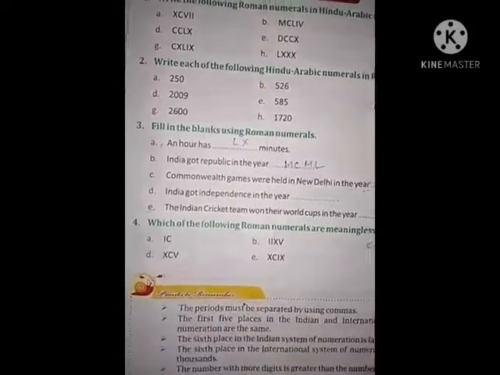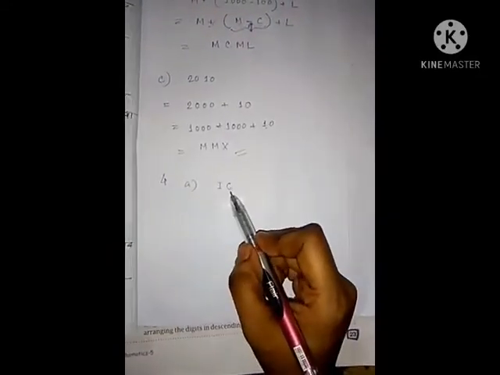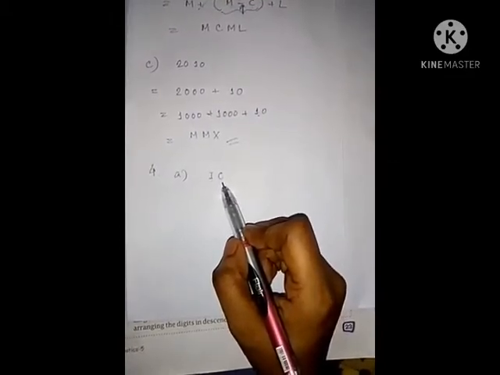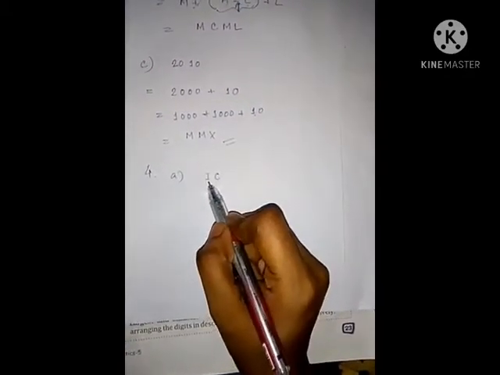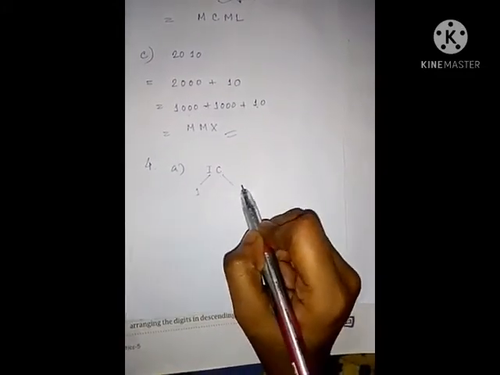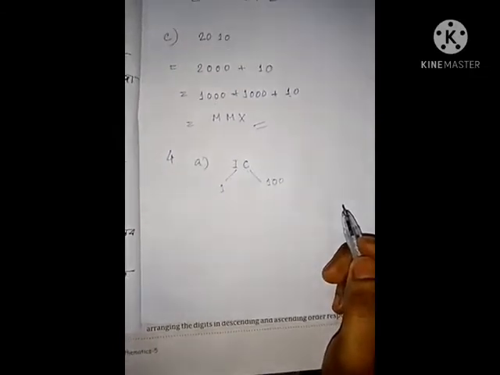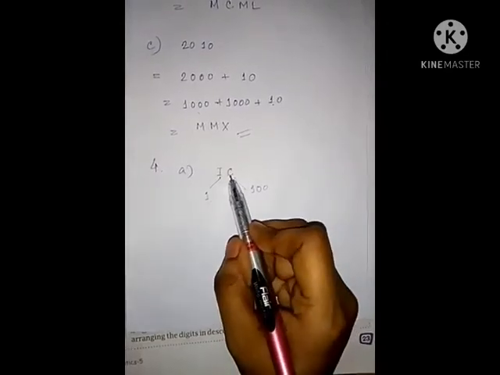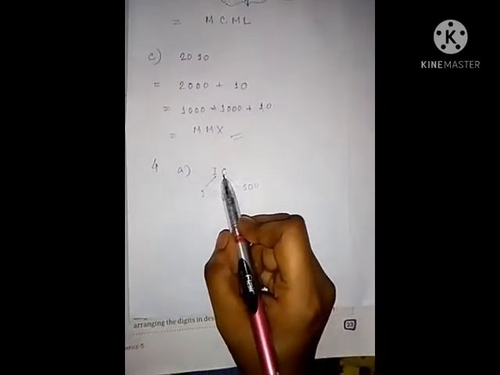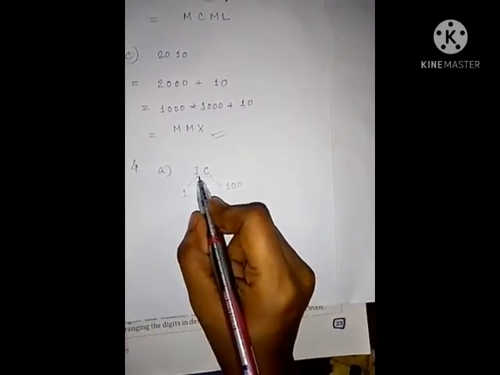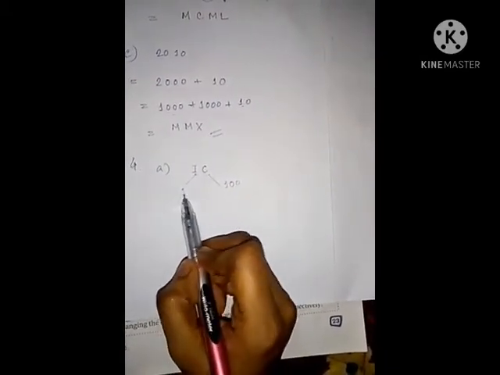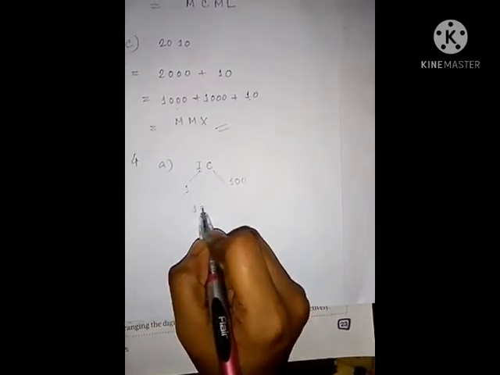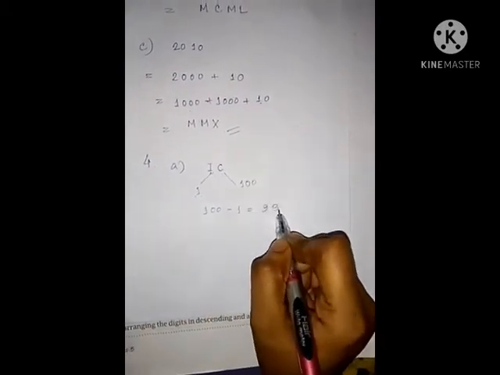First, let's see example A. See, IC. First of all, you have to remember values of each of the symbol. Okay, so we know that value of I is 1 and the value of C is 100. Now see, I is smaller. The value of I is smaller than the value of C, right or not? So we have to subtract the smaller value from the bigger value because I is placed before C. 100 minus 1, so the answer is 99.